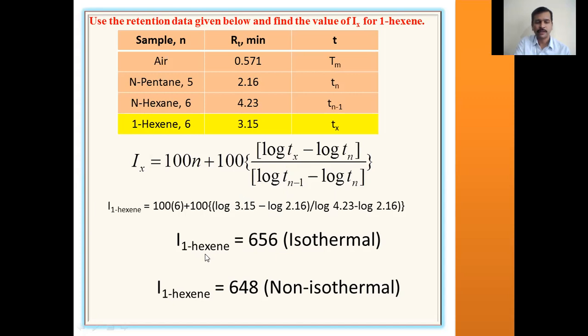So if you simplify, you will get the retention index for 1-hexene as 656. You can verify this. Number of carbons present is 6. If you multiply this by 100, by the Kovats retention index method, that will be around 600. So 656, very close to 600. So values are satisfactory. So retention index will be 656 under isothermal condition. For non-isothermal condition, the equation you can use is this one, and if you use this equation, you will get 648. There is not much difference. So whether you elute under isothermal condition or non-isothermal condition, the retention index will be almost similar. So this is how the retention indices can be calculated.